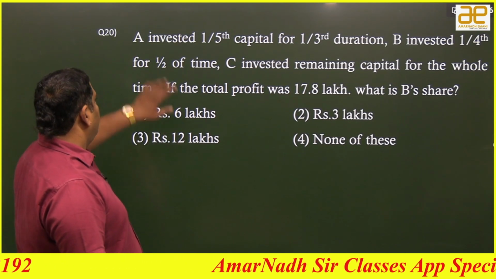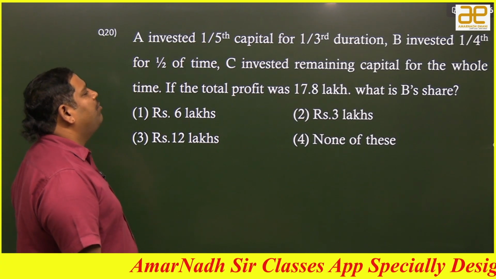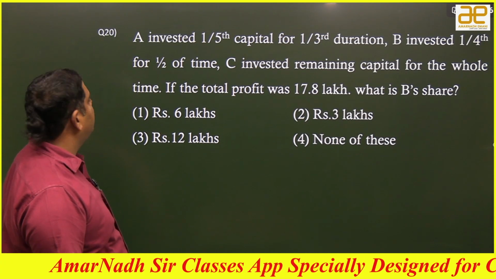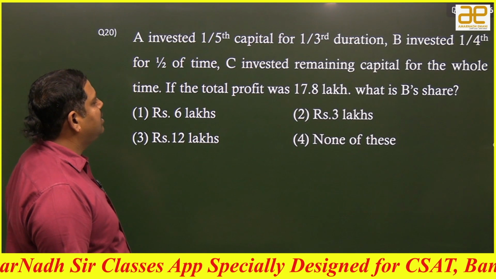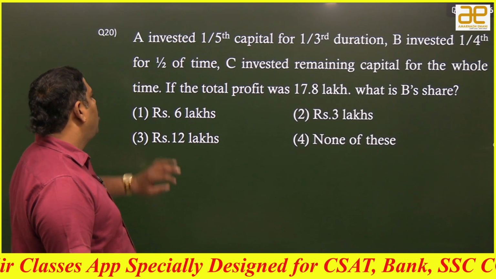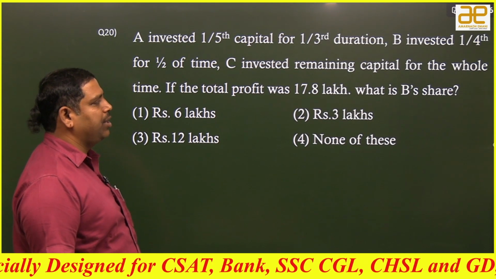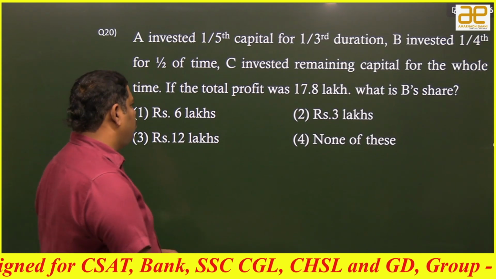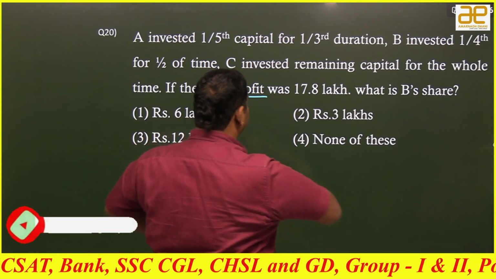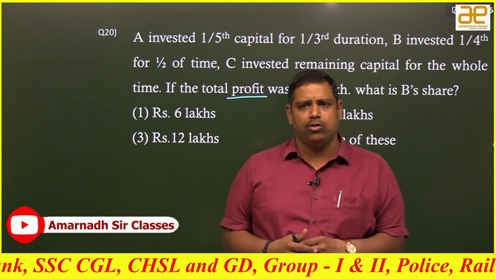A invested 1/5 capital for 1/3 duration, B invested 1/4 for half of the time, C invested the remaining capital for the whole time. If the total profit was 17.8 lakh, what is B's share? Actually, if you want to find the profit ratio, simply we will say investment into time period ratio.